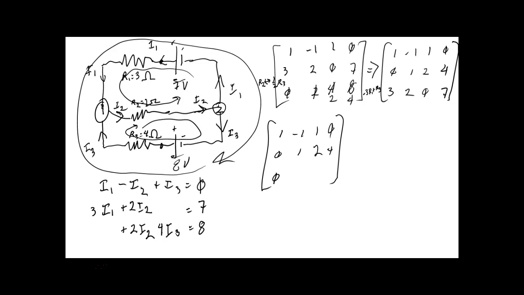Down here you have an 8-volt battery, negative to positive, so it's 8 volts in this direction. It produces a current I3, and that goes through R3, which happens to be a 4 ohm resistor. And it goes back up into junction 1, and I2 comes out of it as well.